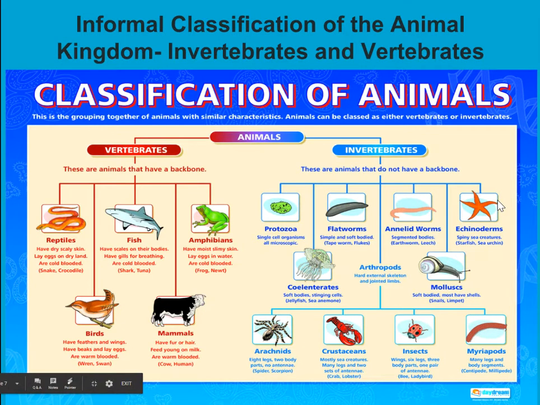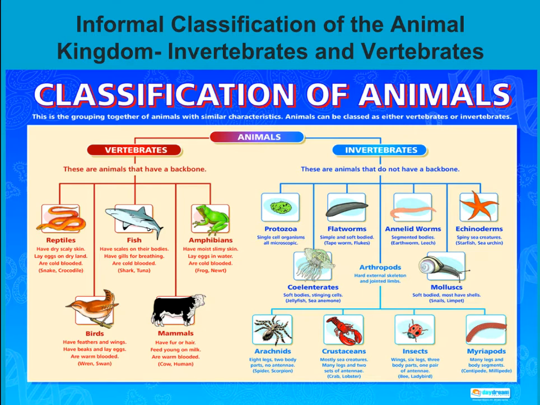When we classify animals, there's an informal classification system that you might be familiar with, and it's just invertebrates versus vertebrates. And here's a picture of that. Animals that are vertebrates have a backbone. They're familiar things like reptiles, fish, amphibians, mammals, and birds. Invertebrates are those that don't have a backbone. Some people put protozoa in this. We're not going to talk about them as animals, but some people do.